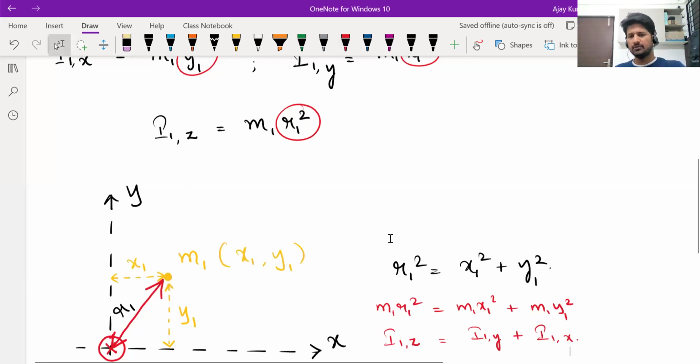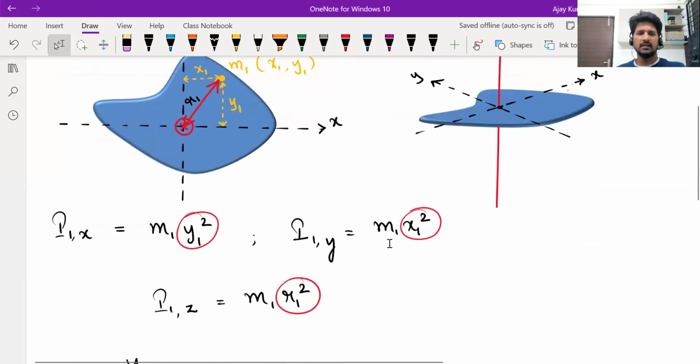Is this clear to all of you? Simply by relating the distances from x, y and z axis, we are relating the moments of inertia about these axes. That's all, nothing special in this.